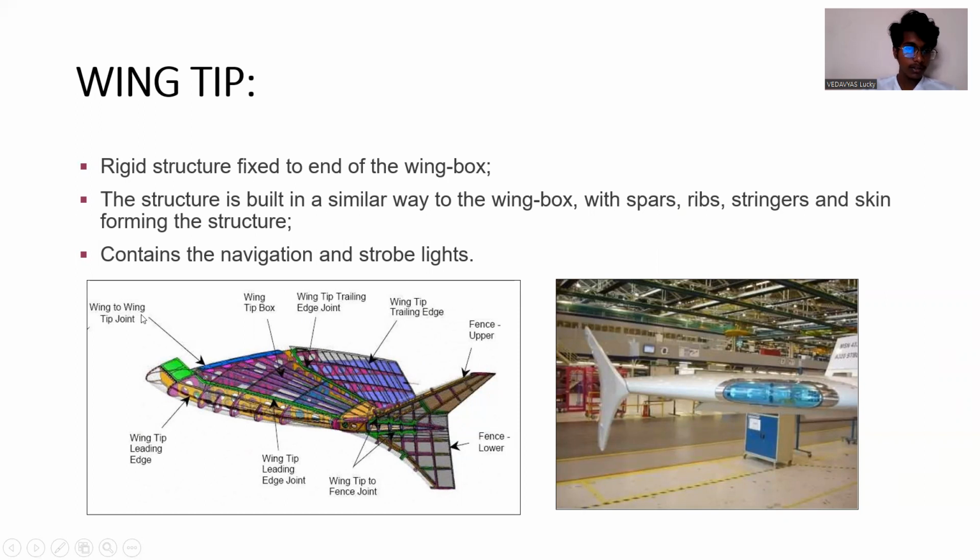This is the wingtip joint and a wingtip box, wingtip trailing edge, wingtip edge joint and trailing edge, fence upper, fence lower. This is the wingtip which has been made with stringers, spars, and also with the skin.